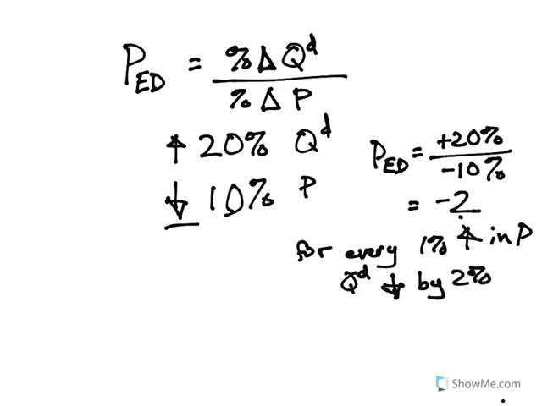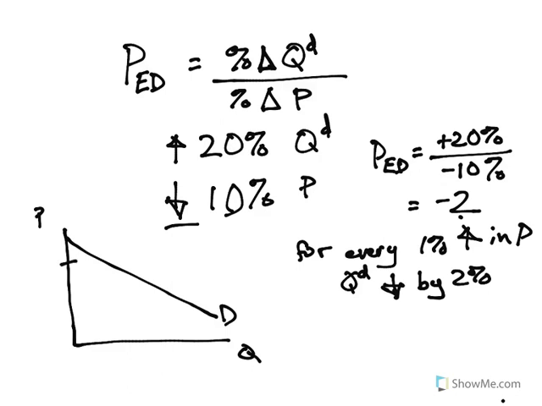Okay? That's pretty straightforward. But what if you don't know what the percentage changes are? What if you've just got 2 points on a demand curve? So let's say when the price of a good is $10, you know that people will buy 5 units. And when the price of the good is $9, you know that people will buy 7 units. Well, unless you're really good at math and can do those percentage changes in your head, you're going to need to come up with some method of calculating a percentage change.